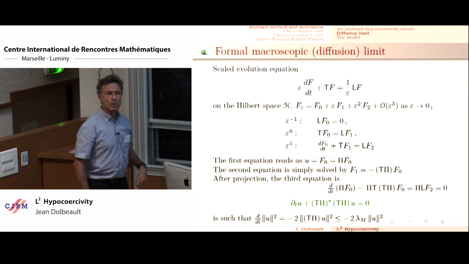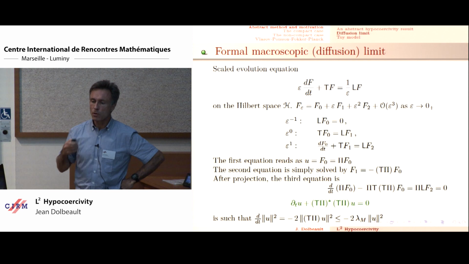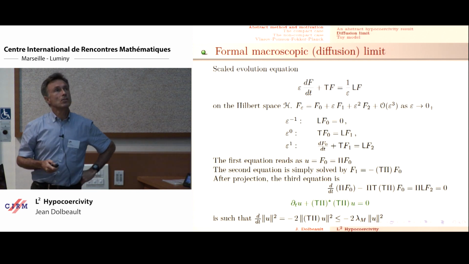Now, I told you one of the motivations came from the diffusion limits. So here is the formal diffusion limit made on the abstract evolution equation with the transport operator T, the collision operator L here, except that I already put the parabolic scaling in it. So I get an epsilon in front of the df over dt term. I'm looking for large time behavior. And I put a 1 over epsilon, which tells me that I have many collisions, so I force the convergence towards the local equilibrium.